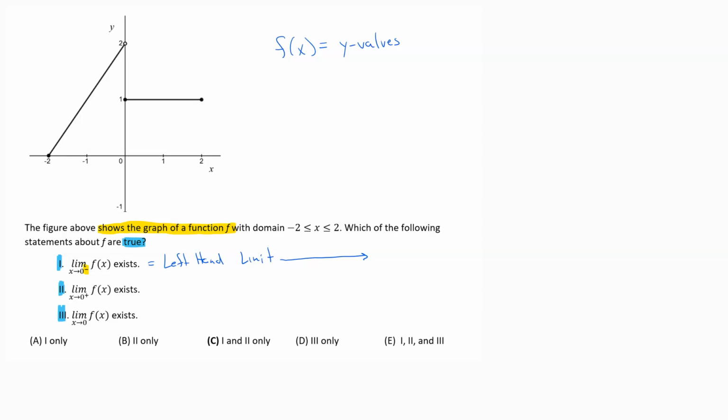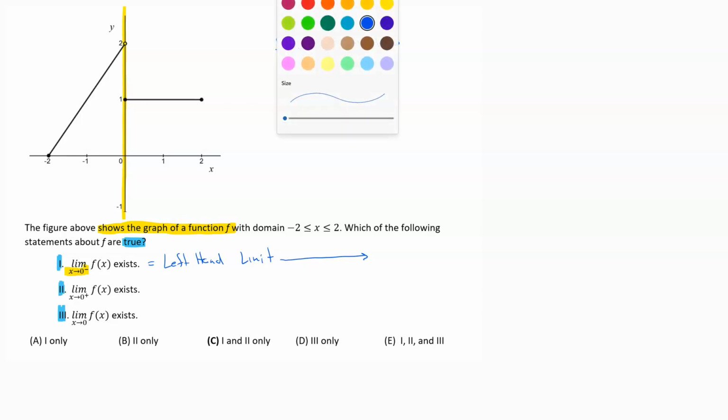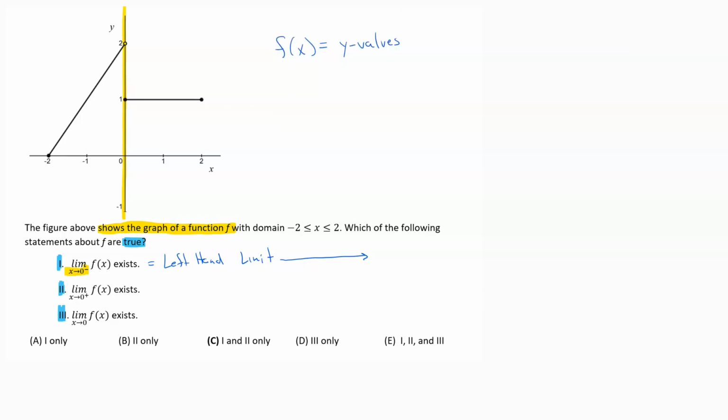So what I always tell people on a problem like this is I draw a wall at whatever that x value is. In this situation we're talking about x equals 0. So either physically on a paper if I've got it in front of me, or just mentally, I'm drawing a wall right there. And I want to know what y value does it look like my graph is going to run into.